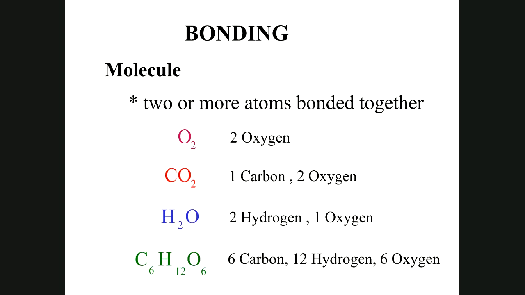Here are some molecules, 2 or more atoms bonded together, forming molecules. Molecules of oxygen is O2. There's 2 oxygens together. So the one on the left is sharing 2 electrons with the one on the right. We'll talk about bonds in just a little bit. That'd be a double bond.